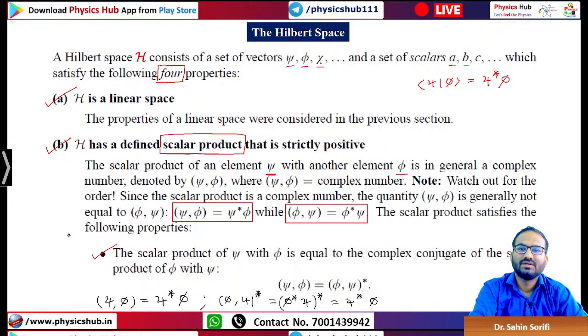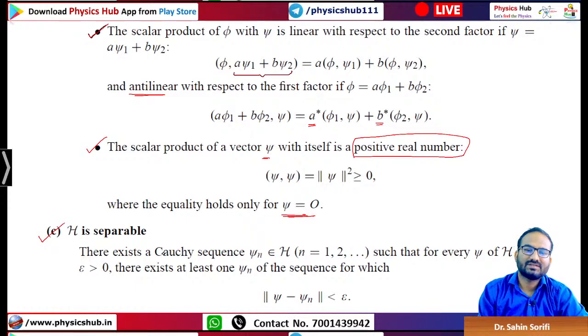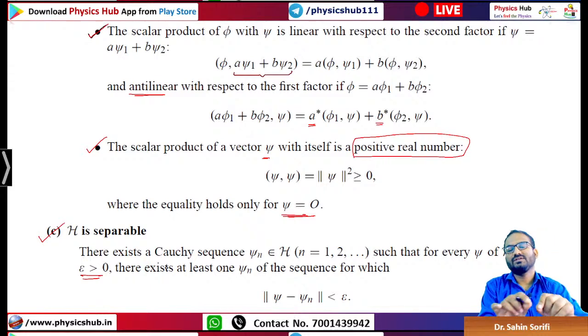Now the second property is that it has a definite scalar product that is strictly positive, and the third property of the Hilbert space is that it is separable. They are purely mathematical. So you see, there exists a Cauchy sequence psi n belonging to H, n may be 1, 2, 3, so it is a set of vectors, such that for every psi of H and epsilon greater than 0, between two vectors you can always find one which satisfies this property. There exists at least one psi n of the sequence for which mod psi minus psi n is less than epsilon.